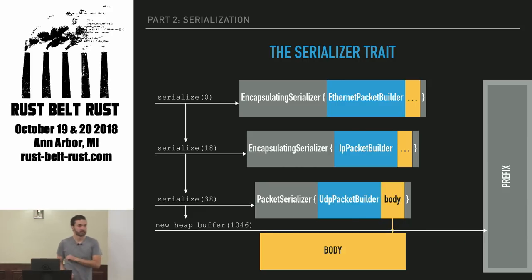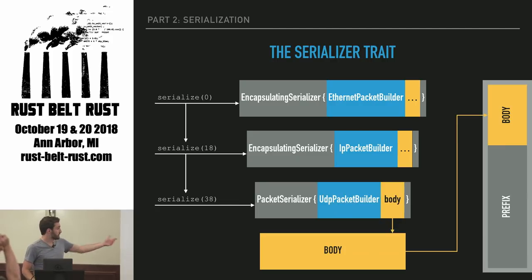We say, please give us a buffer which is 1,046 bytes long. And that buffer starts off entirely as prefix, because we haven't serialized anything yet. So the body is completely empty. There's nothing there. So first we serialize the body that we were asked to into the buffer. So now the body of the buffer is the same thing as the body of the UDP packet.